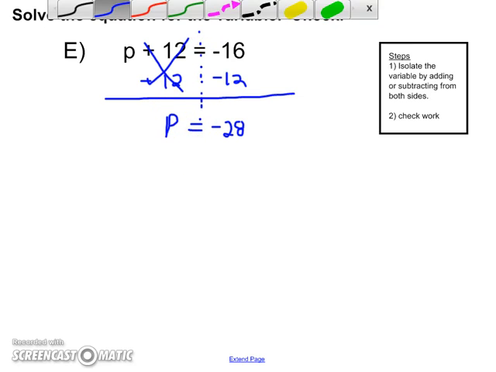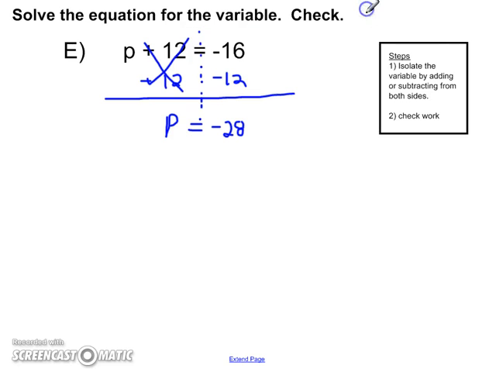But I need to check it. Especially in this case, let's go ahead and check it, because this is where the checking comes in. Let's pretend for a second, if you went 4, when I check it, 4 plus 12 equals negative 16. Well, is 4 plus 12 negative 16? No, it's positive 16, so it can't be 4. And that's why we check it, to make sure that we're correct.